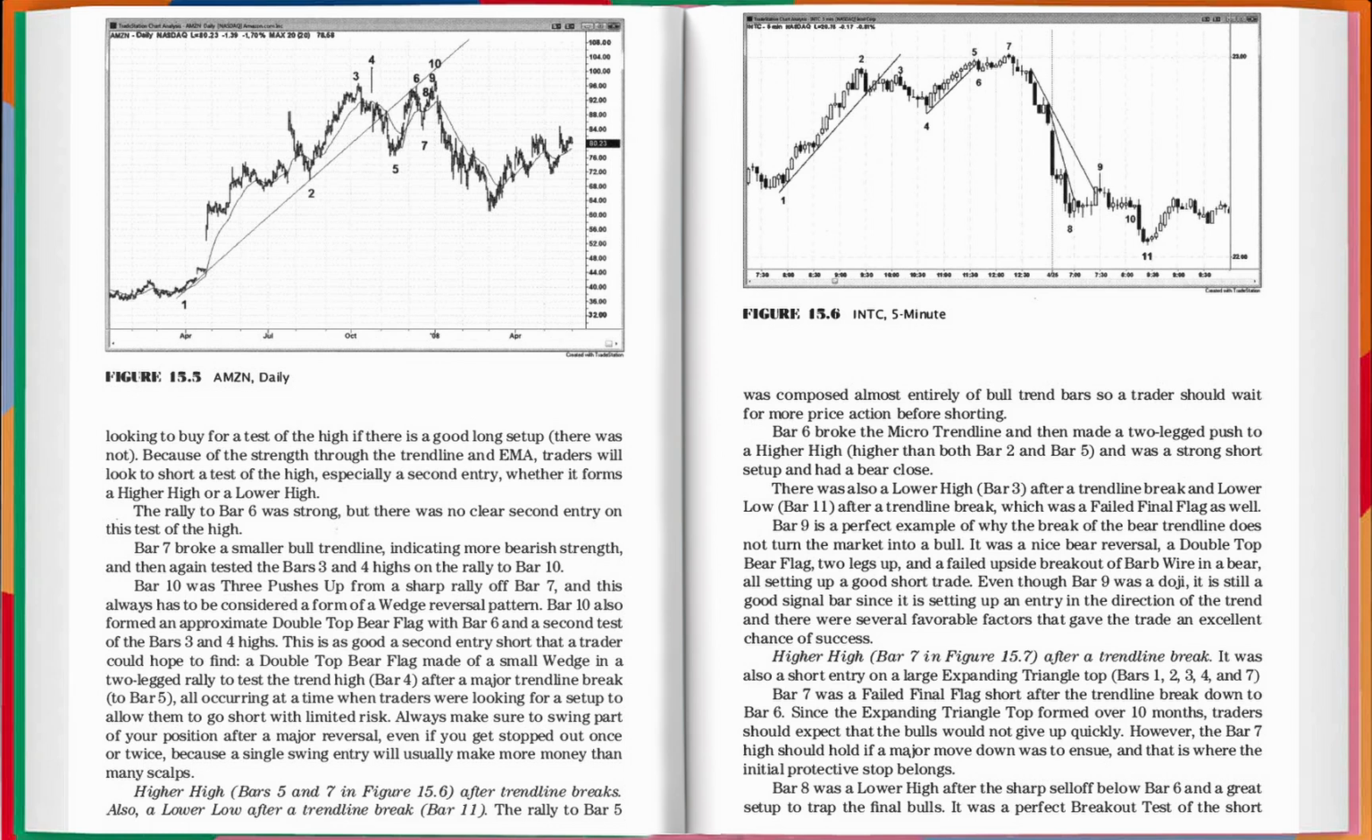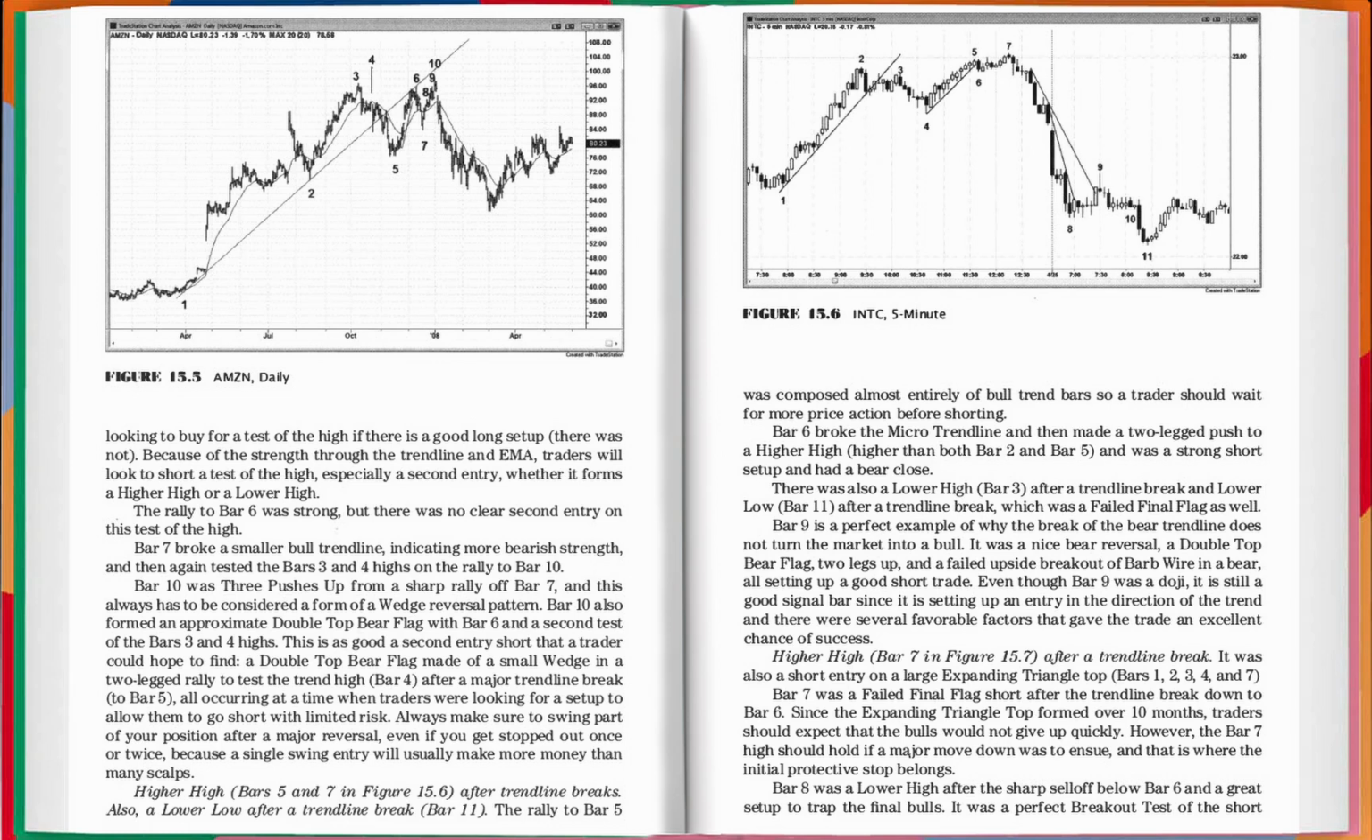Bar 9 is a perfect example of why the break of the bear trendline does not turn the market into a bull. It was a nice bear reversal, a double top bear flag, 2 legs up, and a failed upside breakout of barbed wire and a bear, all setting up a good short trade. Even though bar 9 was a doji, it is still a good signal bar since it is setting up an entry in the direction of the trend, and there were several favorable factors that give the trade an excellent chance of success.